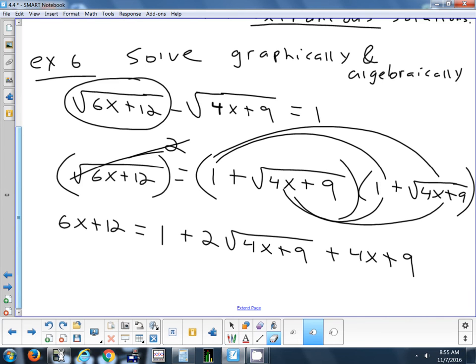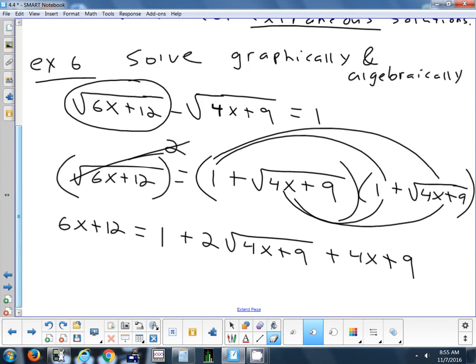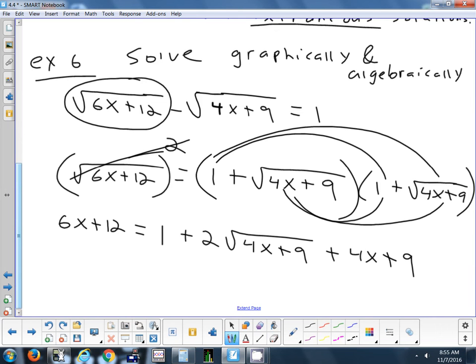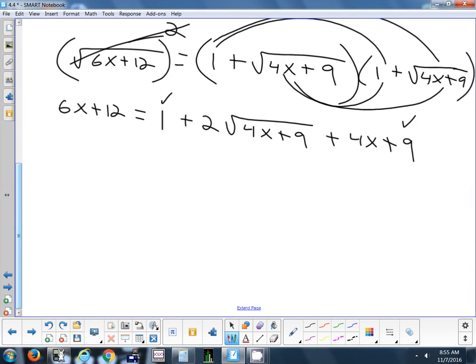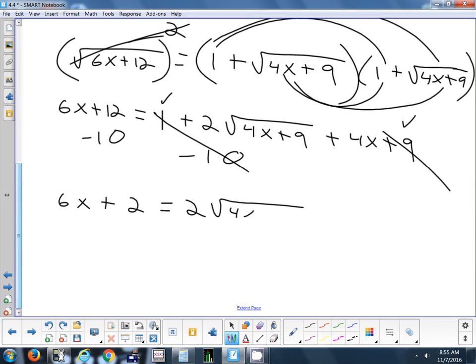Okay, now at this step, we have to repeat everything we just did. Get the root by itself, and then square both sides again. So we've got some like terms I can combine. What do you get if you take 1 plus 9? You get 10. And what I'm going to do is subtract 10 from both sides. So what I'm doing is canceling that out and moving it to the other side at the same time. So I get 6x plus 2 equals 2 square root 4x plus 9 plus 4x. All right, what could I do next?